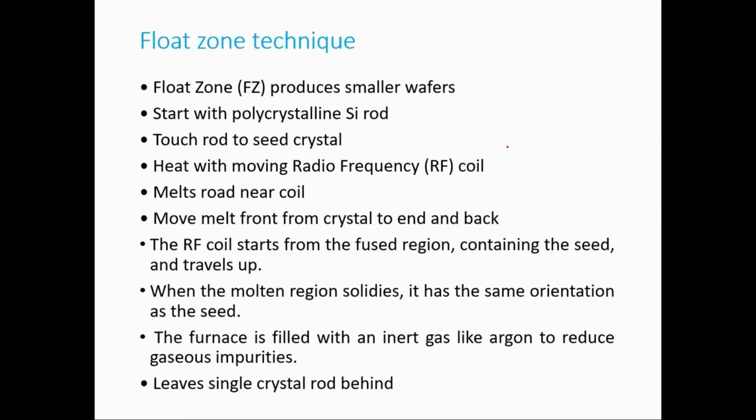Now the next technique that is of importance is the float zone technique. So let's discuss some important points related to the float zone technique. In the float zone technique, what happens? It produces small wafers, small meaning 100 mm and so on. In this, we have a polycrystalline rod. The rod is created preemptively, and later on this rod is converted to your seed crystal.